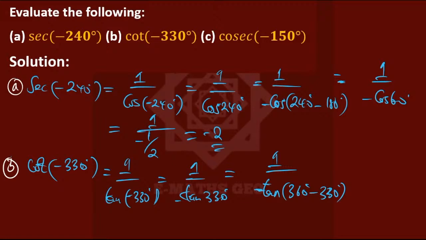It's only cos and sec that are positive. So this negative sign is the result of the fourth quadrant, remember? So that we won't make a mistake. We have two negative signs there. So don't make a mistake.